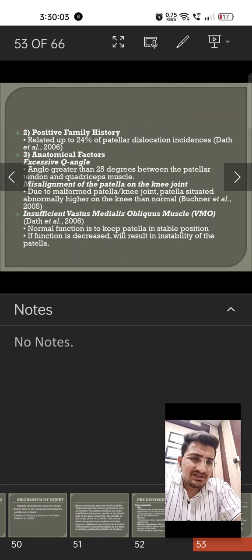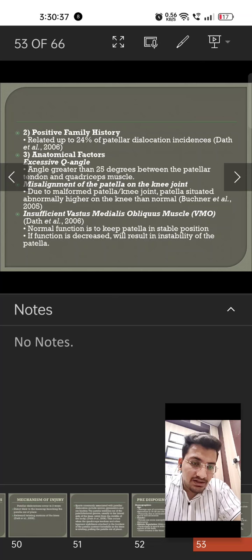And the third, last one is the insufficient VMO. It is VMO weakness, vastus medialis oblique. They also saw this in 2006. Its normal function is to keep the patella in a stable position. So what is the normal function of the VMO? To keep the patella in a stable position so that the vastus lateralis does not pull it towards the lateral side. So vastus medialis's main function is to stabilize the patella medially. If the function is decreased, it will result in instability of the patella.